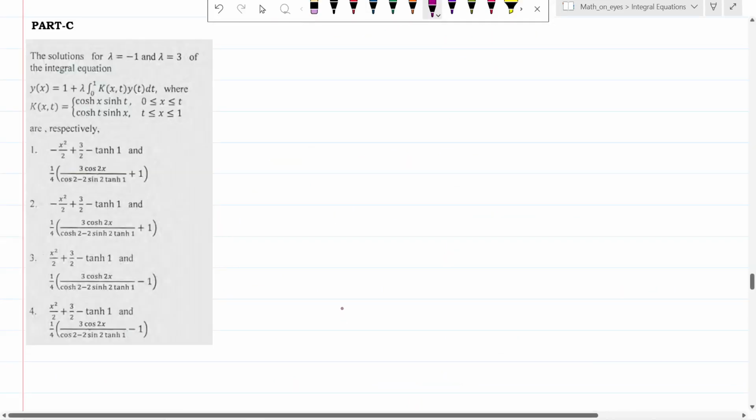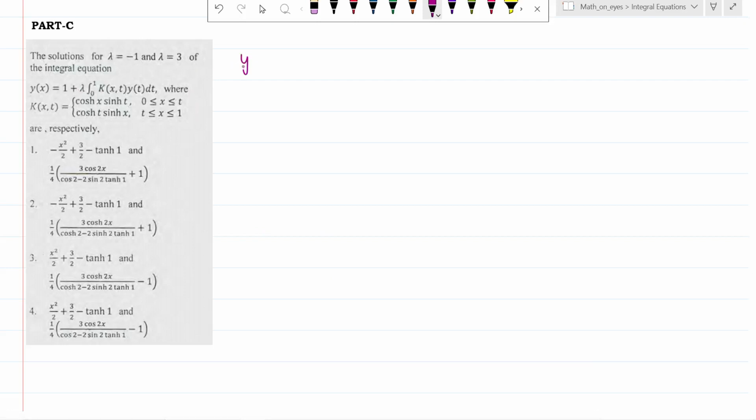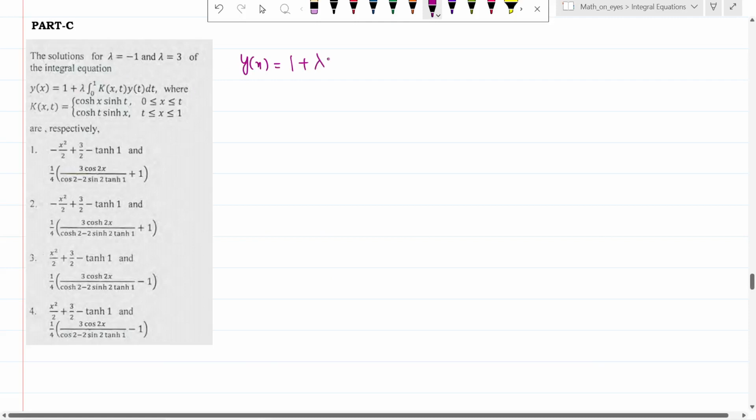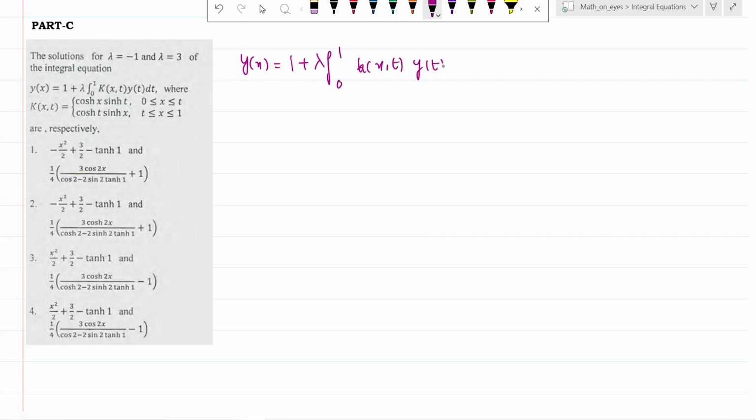The next problem: solution for lambda is equal to minus 1 and lambda is equal to 3 for the integral equation y of x is equal to 1 plus lambda times the integral 0 to 1 k of x comma t into y of t dt. Now we need to substitute k of x comma t. It is varying from 0 to 1. We need to find the range of t, so I'm going to replace x by t: 0 less than or equal to t less than or equal to x, and x less than or equal to t less than or equal to 1. So this will give us cos hx sin ht, and this is cos ht sin hx.